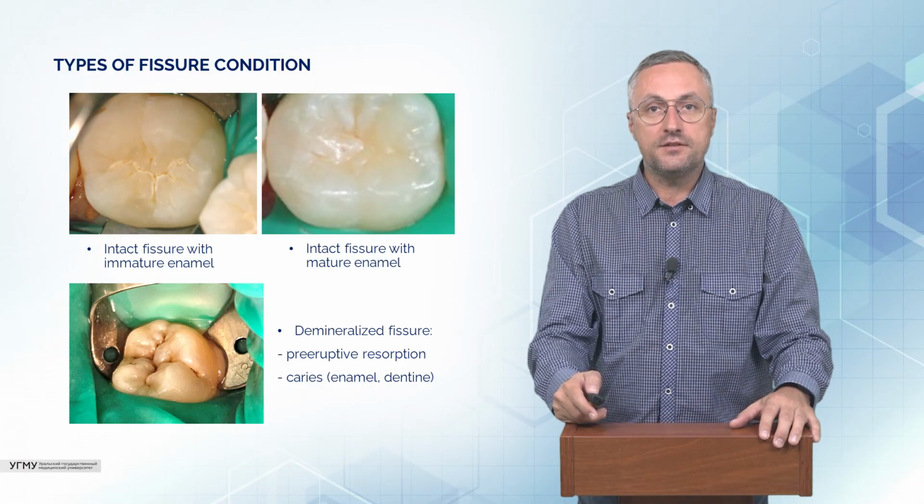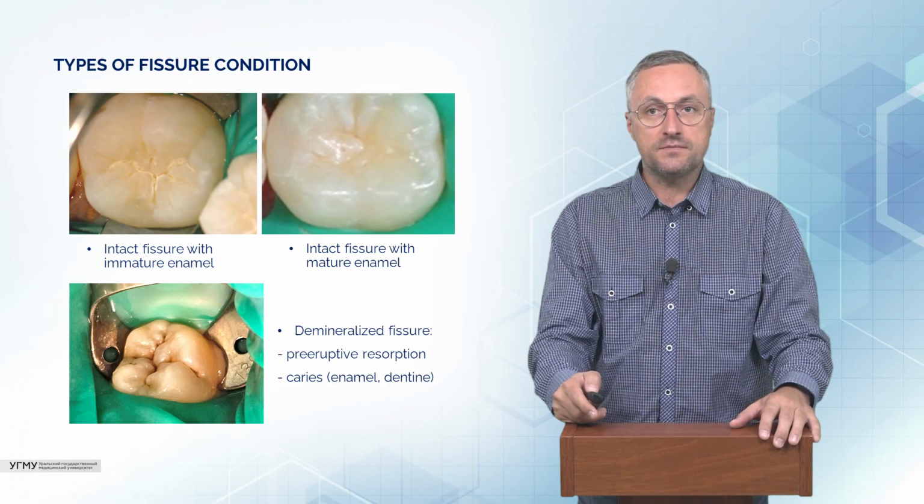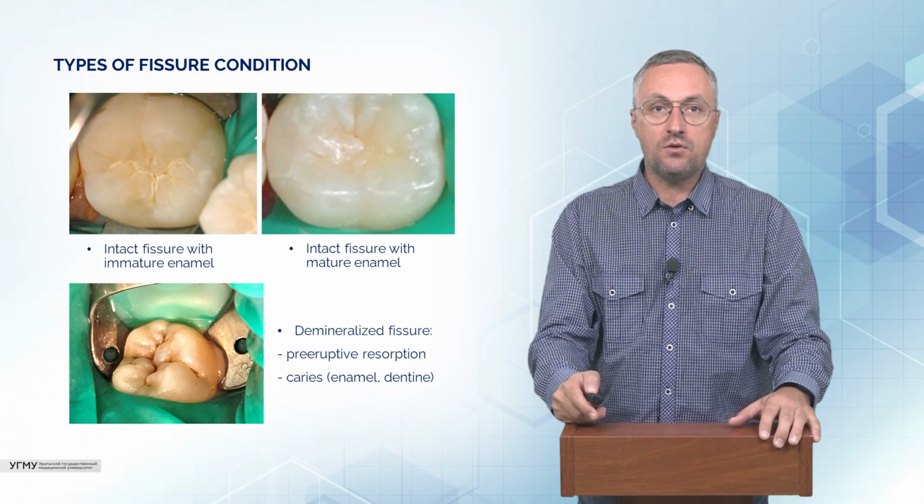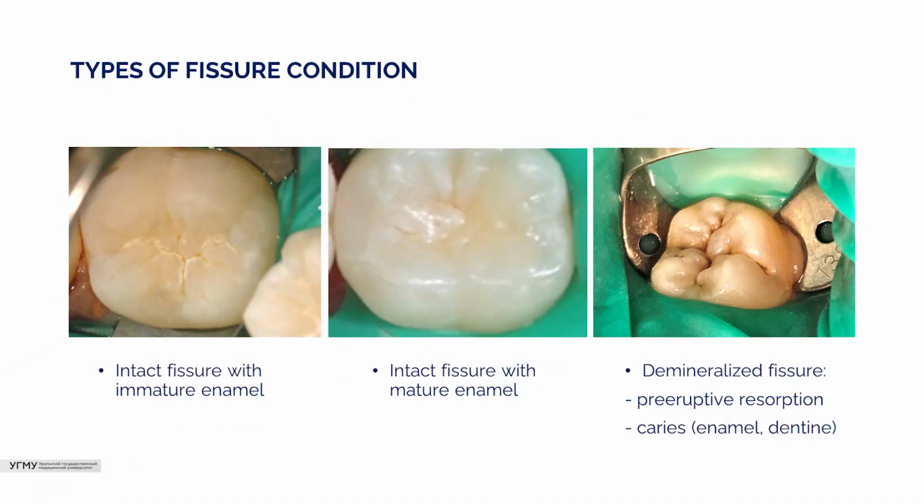I have already talked about the anatomical classification of fissures. Now let's look at the different types of fissure conditions. The condition changes over time. Immature fissures become mature, and healthy fissures can also develop caries over time. The first type is intact fissure with immature enamel. Such immature fissures also differ in the level of mineralization. I'll talk about this in more detail a little later.